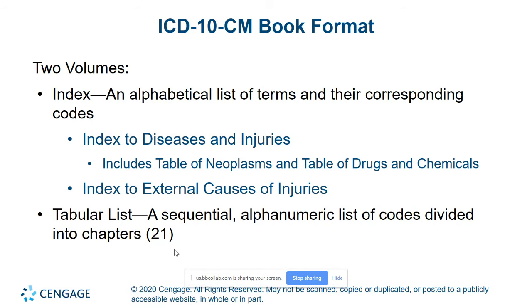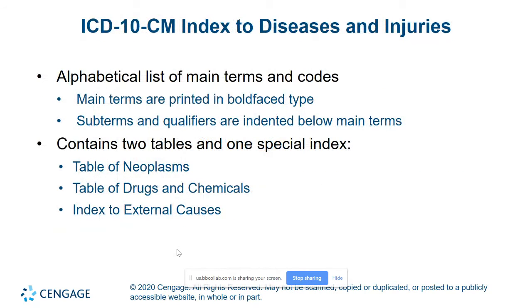The second part of the index is the index to external causes of injuries. That is at the very end of the index section. In my book, the index to diseases and injuries is black, and the index to external causes of injuries is gray. They're very similar, and I'm kind of getting ahead of myself, but I'll talk about what's in the external causes of injuries. And then, like I said, the tabular list is the majority of the book, and it is divided up into 21 chapters. In the index to diseases and injuries, the main part, the bigger index at the front of the book, it is an alphabetical list of main terms and codes.